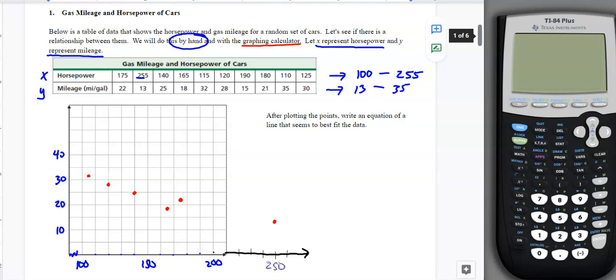190 and 15. 180 and 21. 110 and 35. And then finally 125 and 30. There, so we've got some dots on there. You know, that 250 is kind of chilling way over there to the edge.